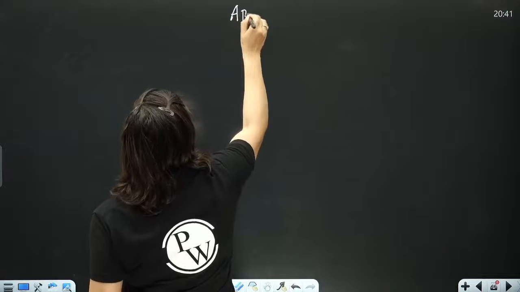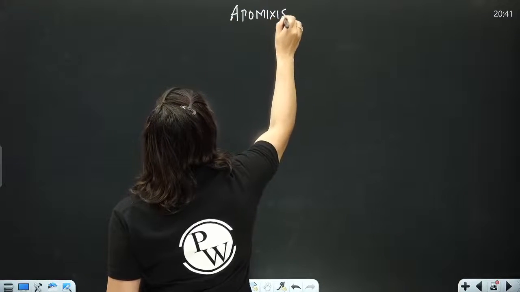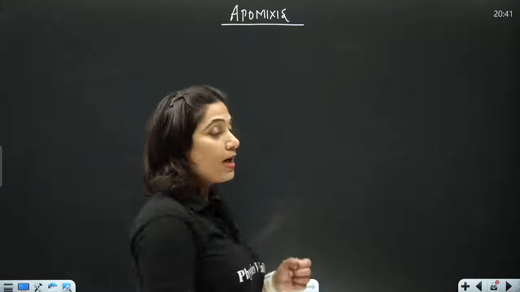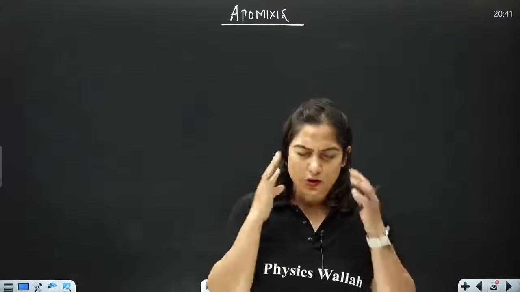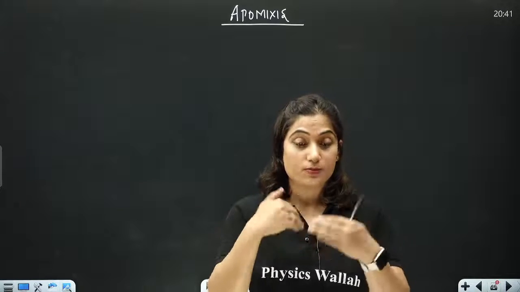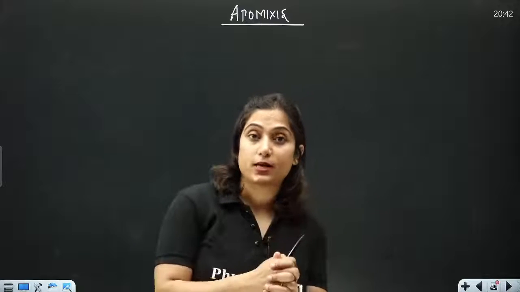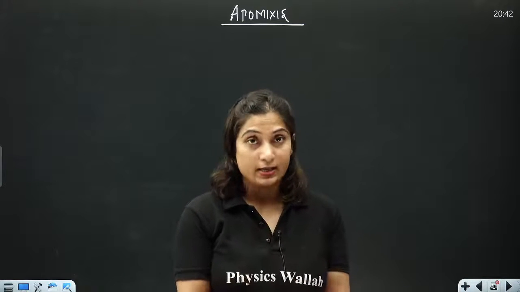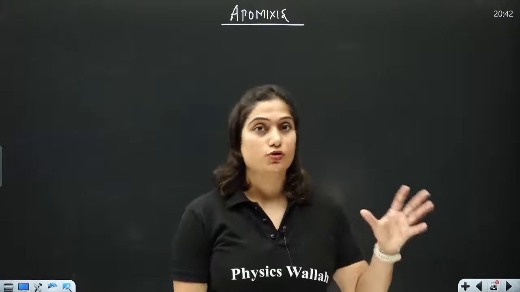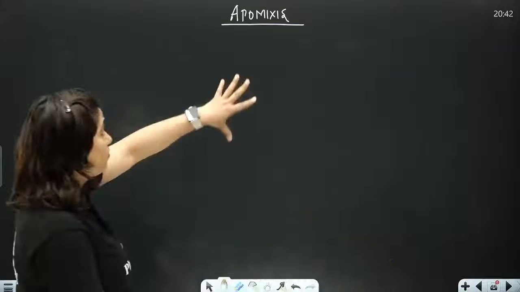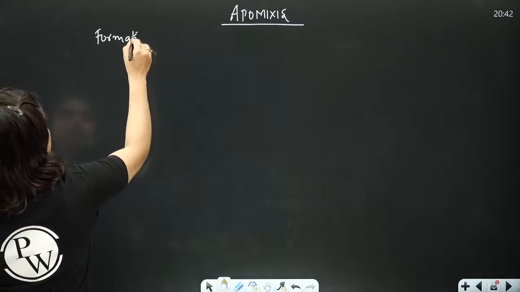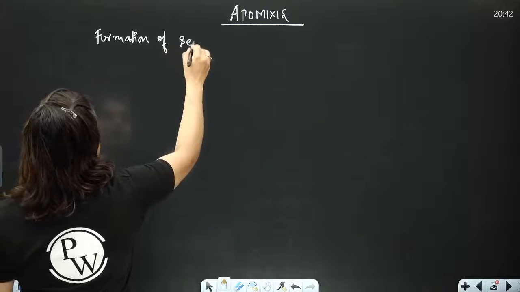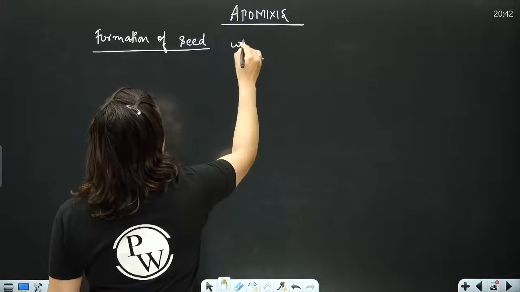Now, let's discuss what is apomixis. Amphimixis: amphi means two, mixis means mixing, fusion, not division. When the two gametes get mixed up, they form a zygote, right? And the zygote forms the embryo. This is normal sexual reproduction. But what is apomixis? Apomixis is formation of seed without fertilization. Without fertilization.